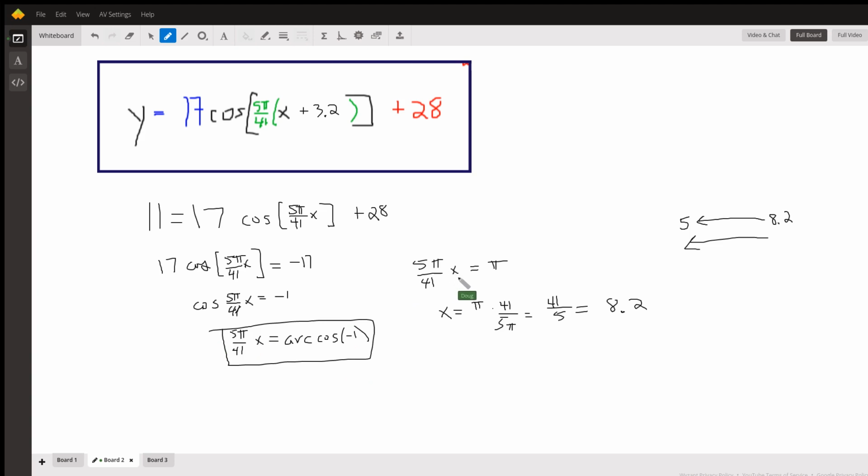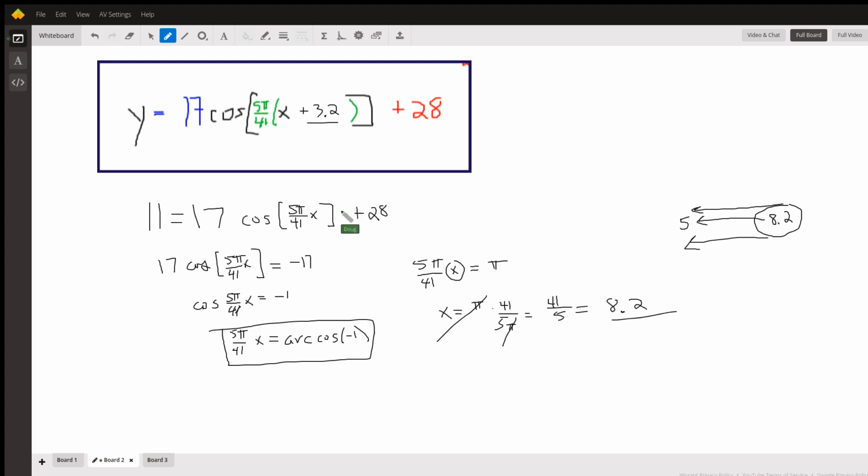And so x equals pi times the reciprocal of 5 pi over 41. These pi's cancel out. 8.2 seconds without this phase shift it takes for the pedal to reach its low point. But we want it to happen in 5 seconds. So we got to shift this point on the graph that far to the left. Phase shift 3.2 to the left.